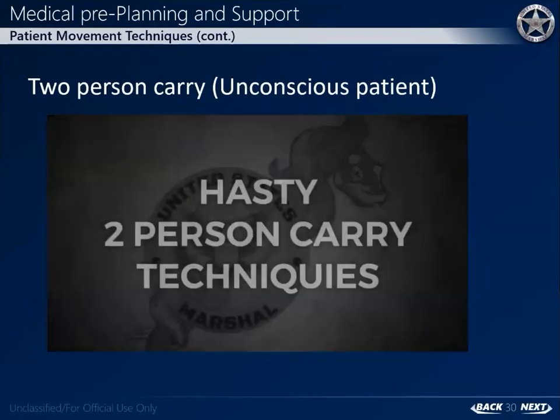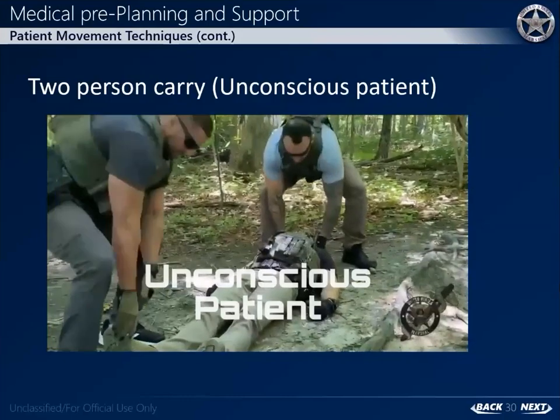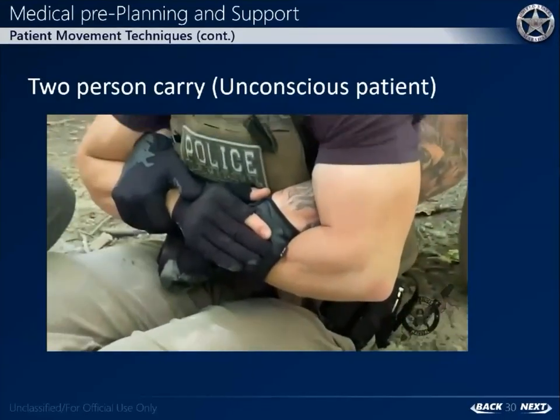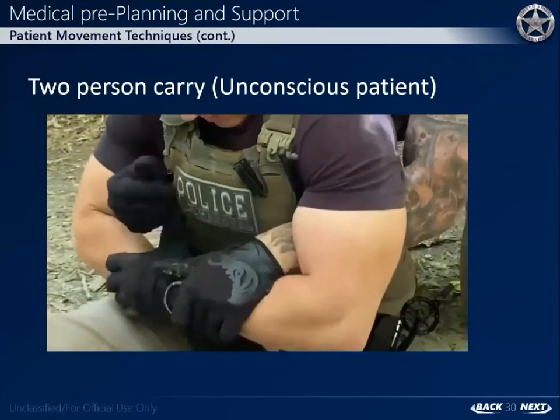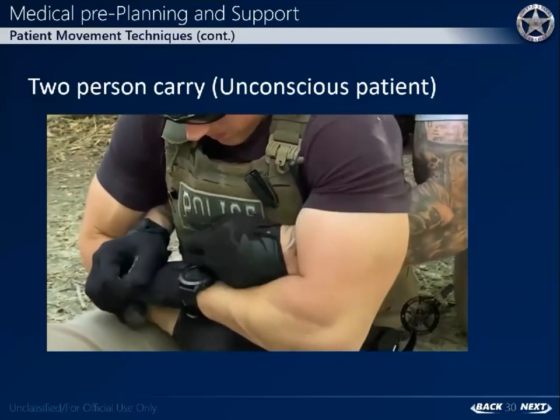When using the two-person carry of an unconscious patient, consider distance and weight of the casualty. Several different grips are available depending on the size of the patient: single arm, one arm, wrist and forearm, and cross arms for larger patients. The same grips can be used for one rescuer drag.